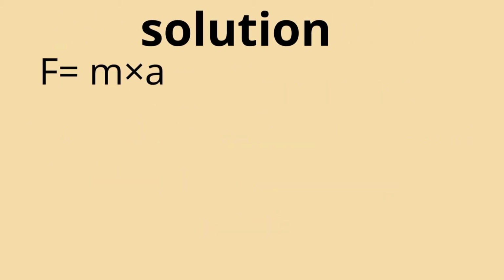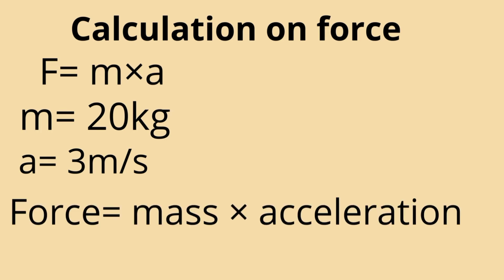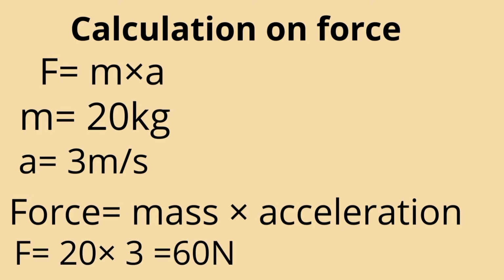So, solution. Force, as we all know, is mass times acceleration due to gravity. And we are given mass as 20 kg. Acceleration due to gravity is 3 meters per second squared. Force now is equal to mass times acceleration. Mass, which is 20, times 3, which is acceleration, gives you 60 Newton. Remember, your answer must always end in Newton.